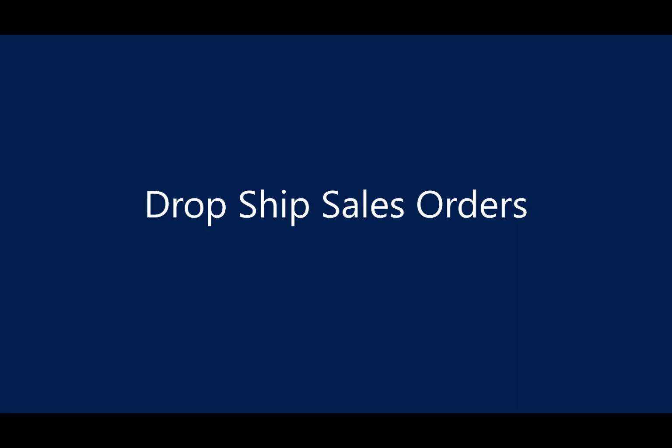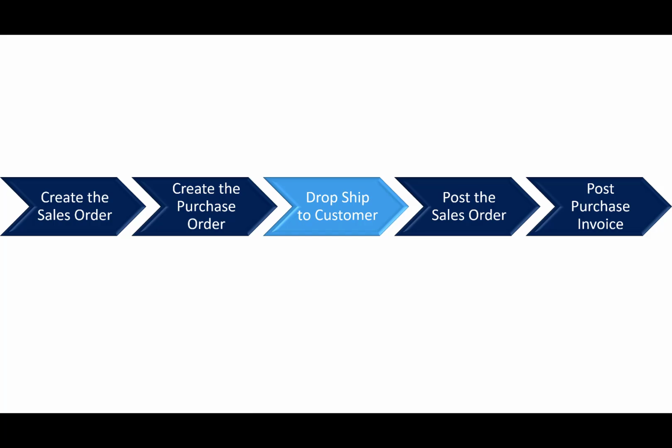In this demo scene, we will show you how to do a drop ship from a sales order. So in this scenario, there are 5 steps. First, we'll create the sales order. Then we'll create the purchase order. In the process, we'll drop ship the item that we've just ordered to the customer. We'll post the sales order and then the purchase invoice.